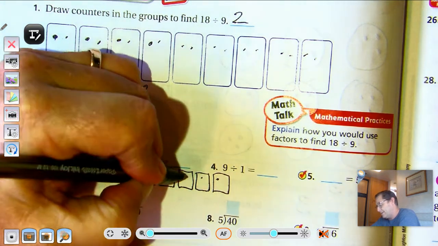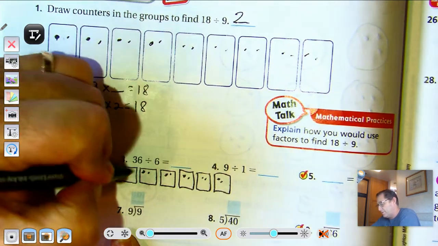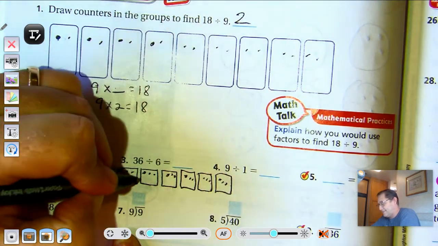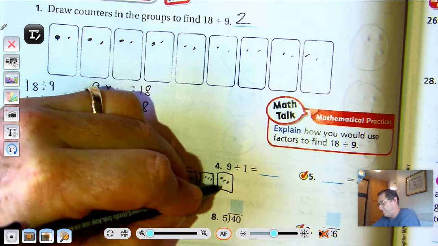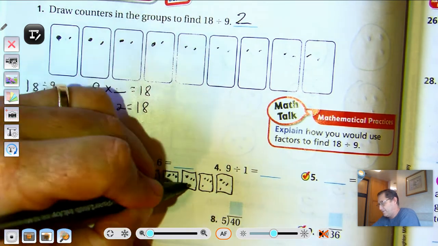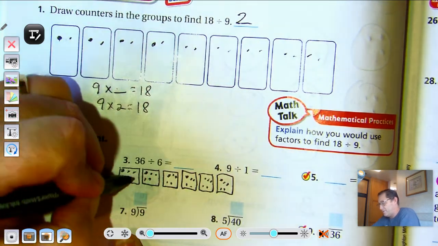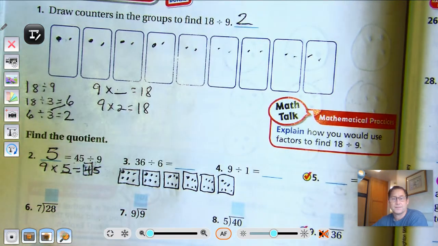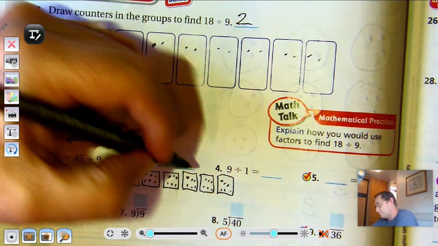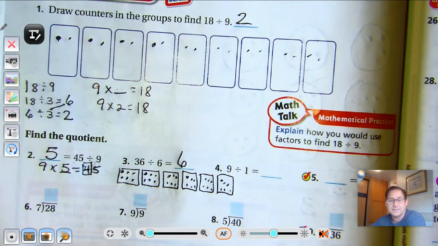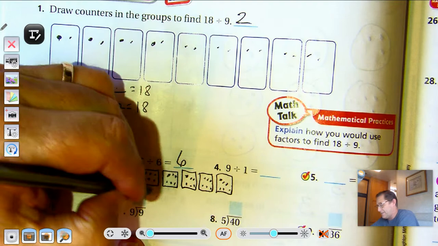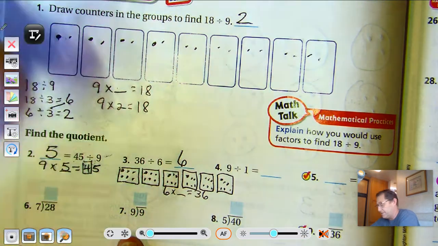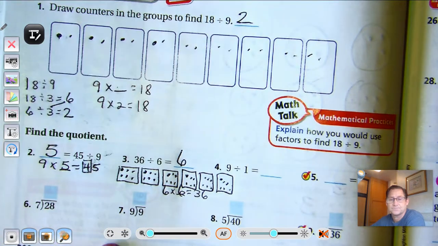7, 8, 9, 10, 11, 12, 13, 14, 15, 16, 17, 18, 19, 20, 21, 22, 23, 24, 25, 26, 27, 28, 29, 30, 31, 32, 33, 34, 35, 36. So 36 divided by 6 is 6. And that makes sense because 6 times what is 36? 6 times 6 is 36.